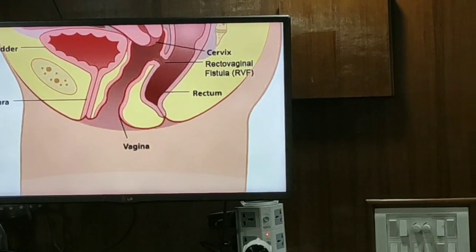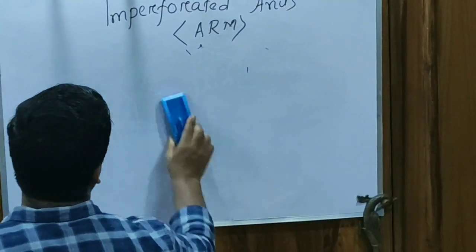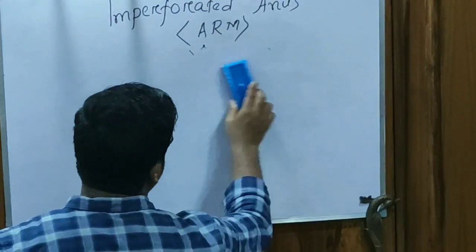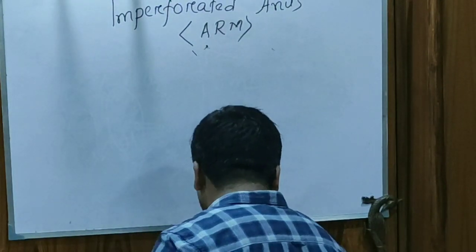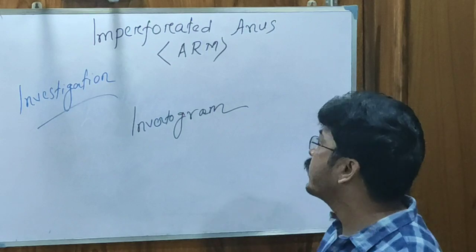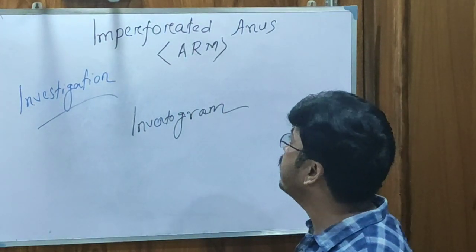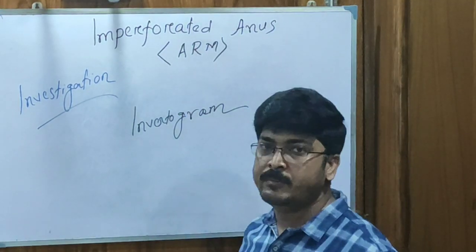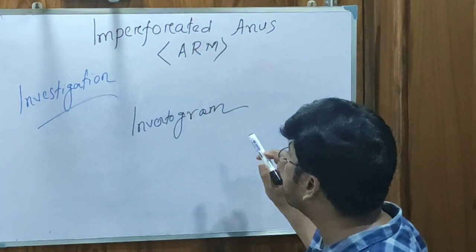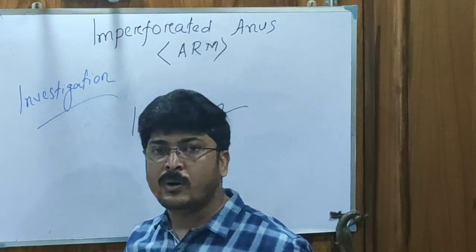Next, what is the investigation? The investigation is to diagnose whether it is a low fistula, an intermediate fistula or a high fistula. So first of all, invertogram. So student, what is the investigation for anorectal malformation or imperforate anus? The conventional investigation is invertogram. It is a long-standing investigation.